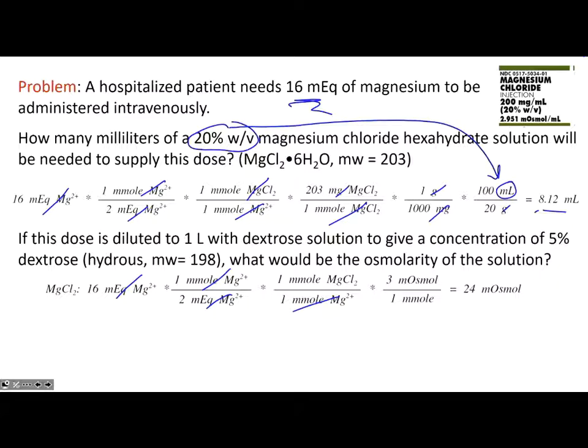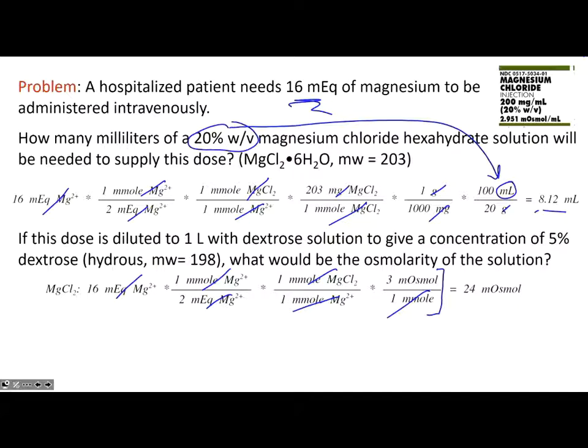Take a minute and look at the formula. Is magnesium chloride an electrolyte? Will it dissociate? Yes, it will dissociate into how many particles? 1 magnesium and how many chlorides? 2 chlorides. So total would be 3. So there are 3 milliosmoles for every 1 millimole. So I'm telling you, this is an important step when you're doing your milliosmoles. So that converts from molecules to milliosmoles, and if I do that math, I get 24.